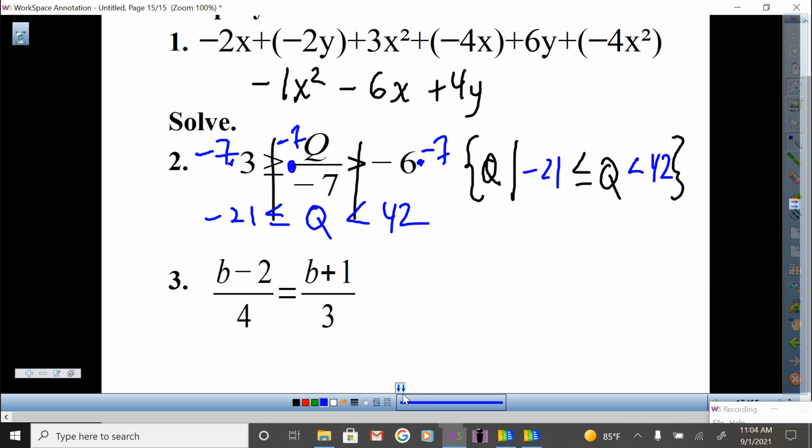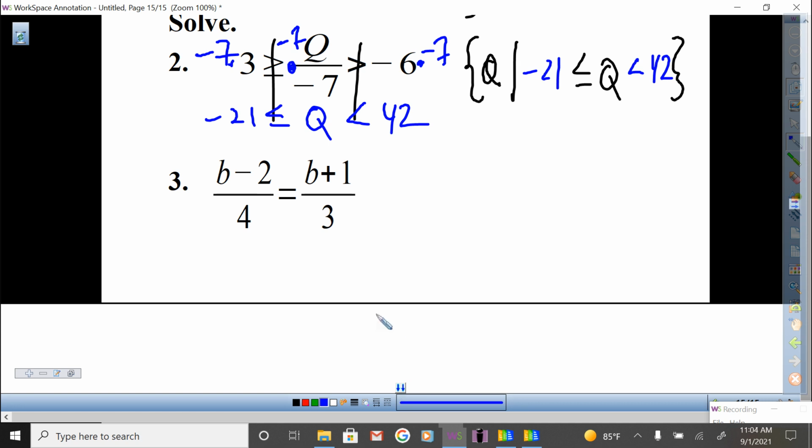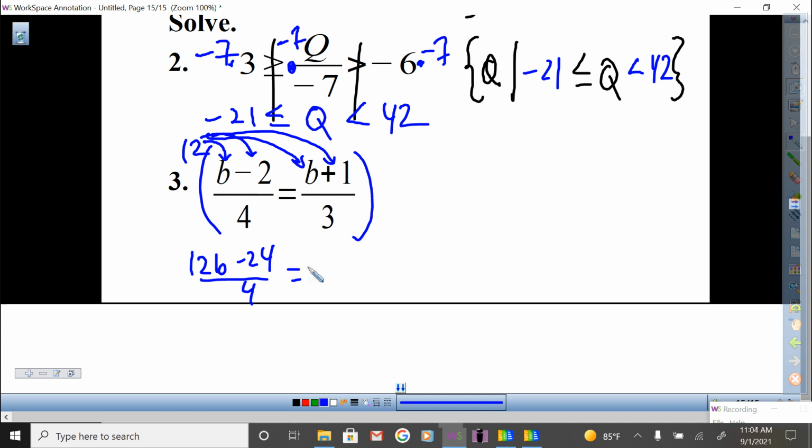Number 3, for the sake of time, let me go over this one. Since it has fractions, what was your common denominator that you multiplied by? 12. Okay. Now, common mistake on this one, look up. Some of you only multiplied times this, but since it's distribution, you needed to multiply times all the terms on the numerator. So be careful with that. So this is 12b minus 24 over 4 equals 12b plus 12 over 3. Simplify that. That gives us 3b minus 6 equals 4b plus 4.